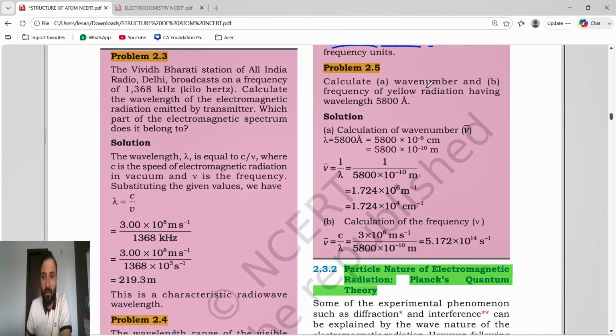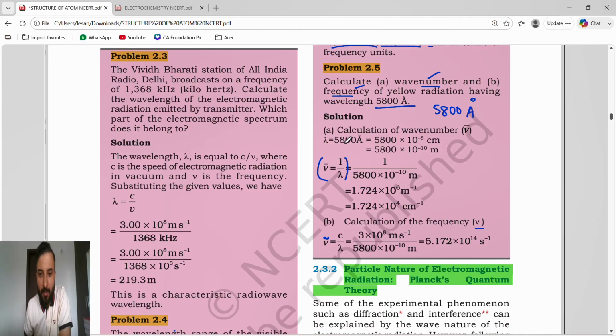Okay, see, they said calculate the wave number. What is the formula for wave number? Wave number is 1 by wavelength, which we learned. And the frequency formula is, oh sorry guys, this is not the bar, frequency is C by lambda. They had given: calculate the wave number and frequency of yellow radiation having the wavelength given. Okay, this is in angstrom.